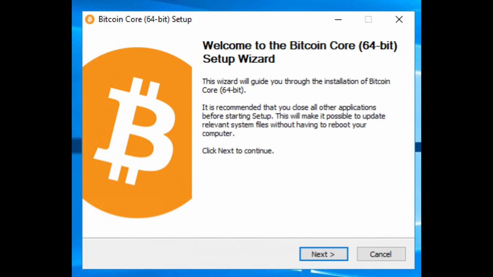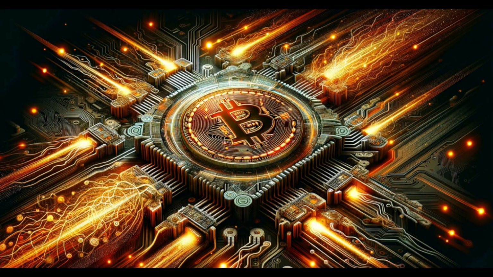Overall, Bitcoin Core has played a crucial role in the development and success of Bitcoin, serving as the backbone of the network and providing a reliable and secure platform for Bitcoin transactions and its operations. Its history reflects the ongoing evolution and maturation of the Bitcoin ecosystem.